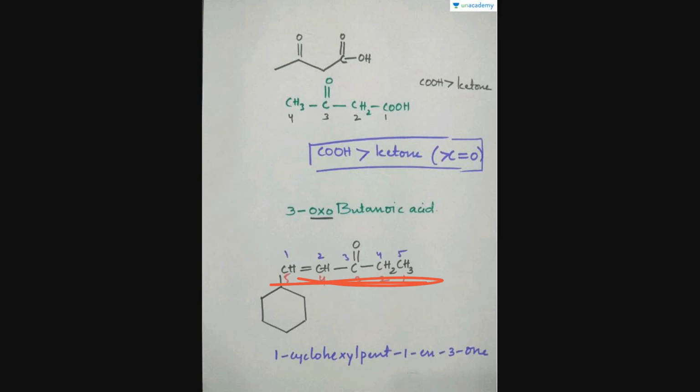And here we have a double bond and a cyclohexyl. If you number this way, we are getting 3, and if you number this way also we are getting 3. So now we have to make sure that the double bond gets the lower value. So we start numbering this way. This becomes 1-cyclohexylpent-1-en-3-one. On the first carbon we have the double bond, so it is 1-en, 3-one.